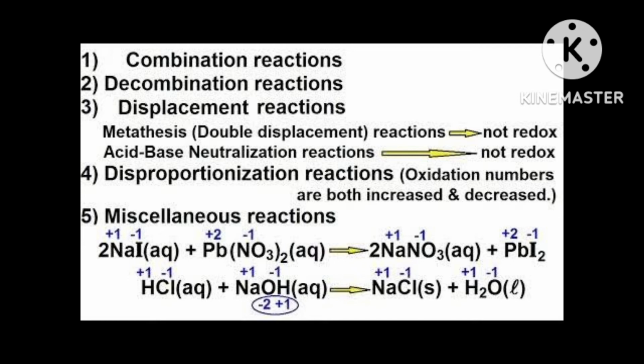Now if you compare whether it is a redox reaction or not, you can easily calculate. On the reactant side potassium was +1, on the product side also +1. Hence the oxidation number is not changed. And chlorine: on the left side it was +5, and on the right side in KCl it became -1.